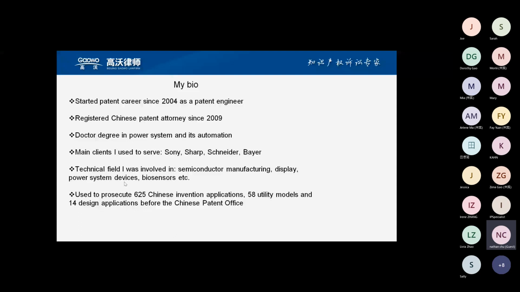In the past, I used to prosecute 625 Chinese invention applications and 58 utility models and 14 design applications before the Chinese Patent Office. Next, after my prosecution practice, I dedicated myself to working on patent litigation since 2015.